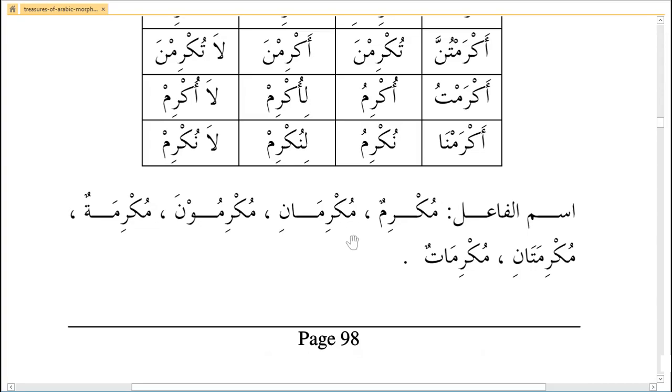This is mukrimun, one person; mukrimani, two persons; mukrimuna, more than two persons. Mukrimatun, female; mukrimatani and mukrimat. So mukrimun, mukrimani, mukrimuna, mukrimatun, mukrimatani, mukrimat. This is the fa'il.